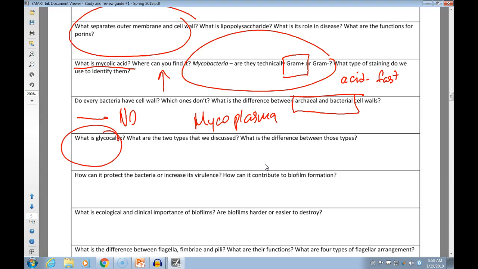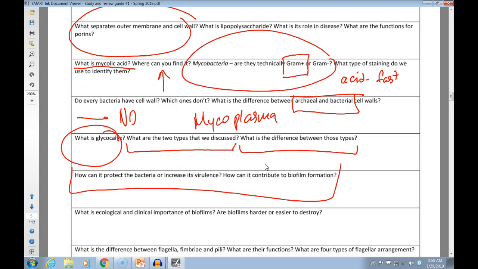Glycocalyx. Question? Oh, okay. So, archaea do not have peptidoglycan. They have other molecules like proteins and carbohydrates. Okay. Glycocalyx, you need to know capsule, slime layer. Capsule increases adhesion, protects from phagocytosis. Slime layer only increases adhesion.